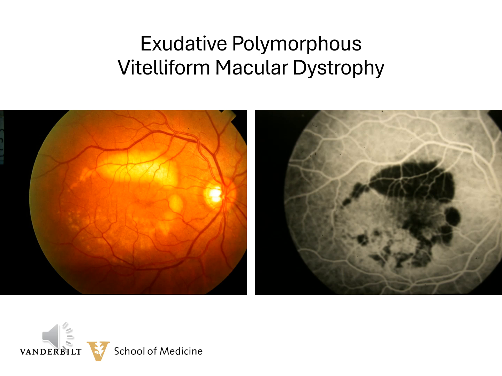This is a patient with a very unusual diagnosis, and that is exudative polymorphous vitelliform macular dystrophy. In the past, it used to be known as multiple Best's. There's subretinal exudation, and you can see these as the multiple yellowish elevations of the retina. The fluorescein angiogram shows blockage of the choroidal fluorescence by this exudative material.